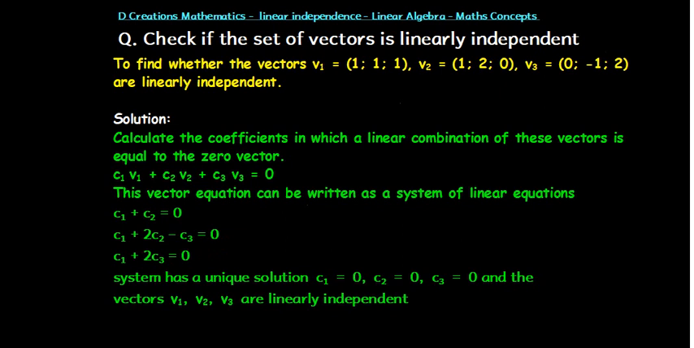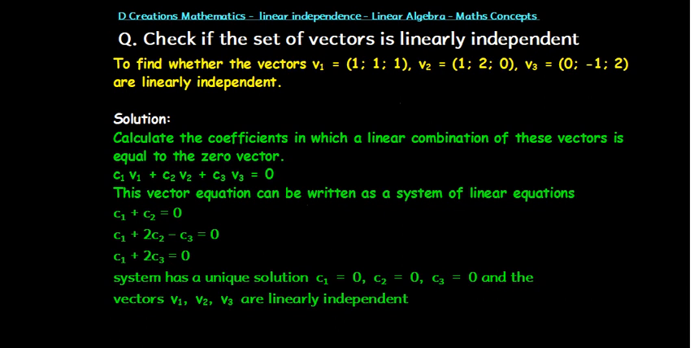Now let's go to the third equation. Again c1 into v1, so c1 into 1, so c1 is there. c2 into v2, so here c2 into 0, so no term. And c3 into v3, this particular term, c3 into 2, so plus 2c3 is equal to 0. So we have a set of three equations.